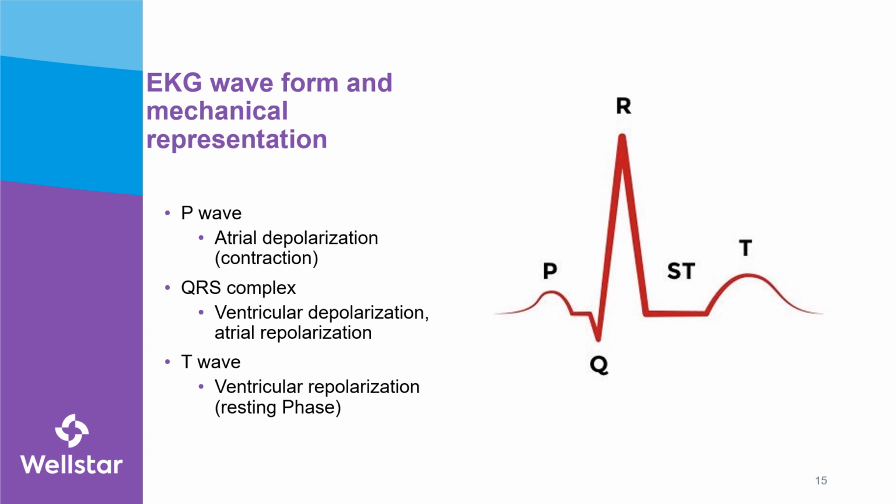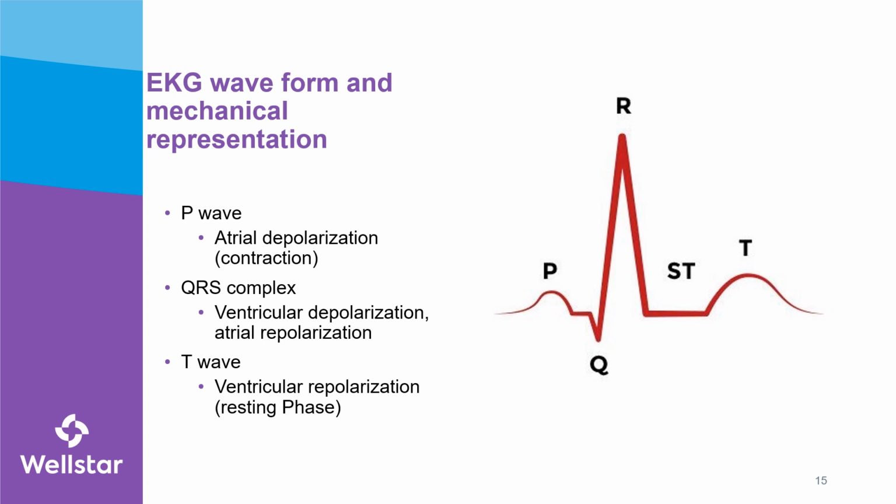So the ECG waveform and mechanical representation. The P wave, as we remember, is our atrial depolarization or contraction. So when you see that little bump, the P wave, that's telling you that that impulse is coming from the atria, and it's your intrinsic, your natural pacemaker. So anything that doesn't have a P wave is not going to be sinus in nature.